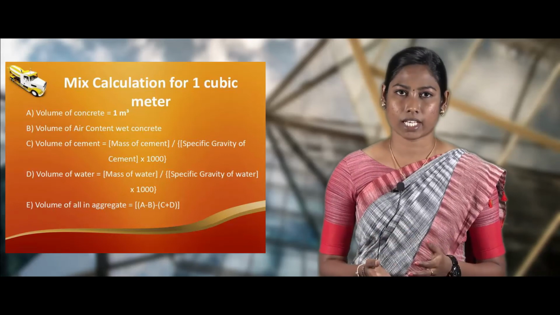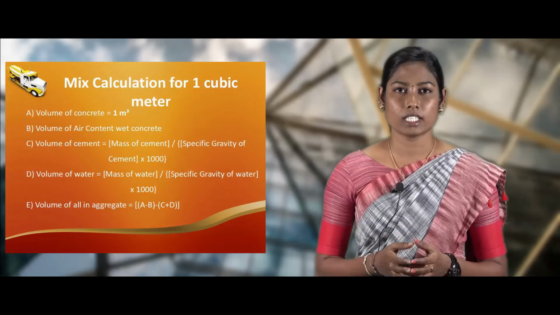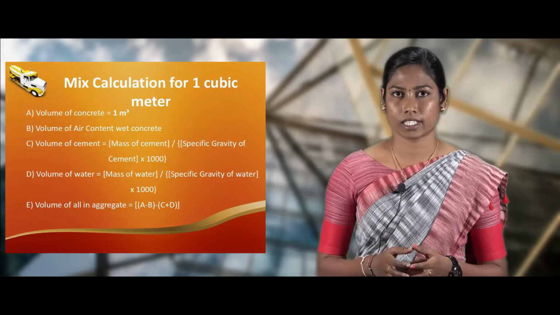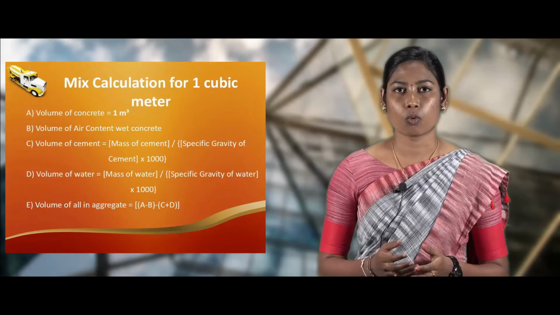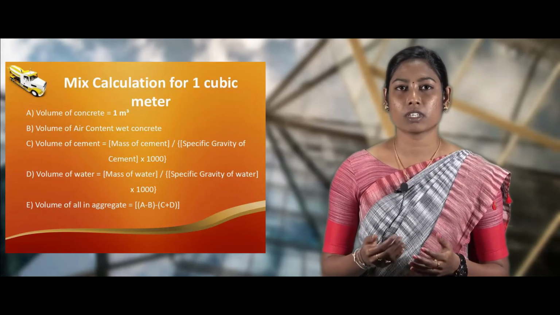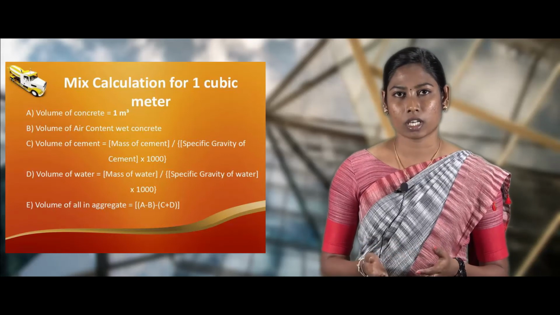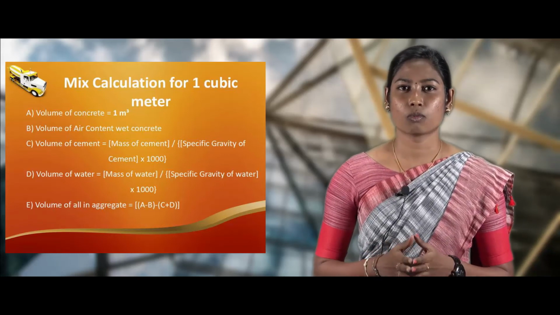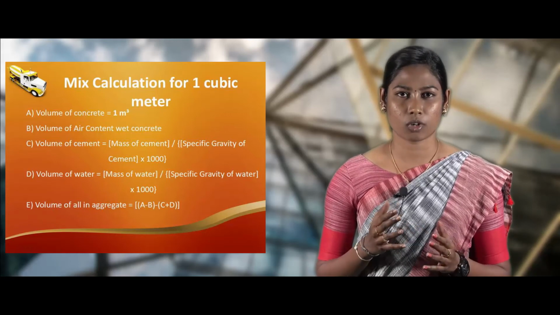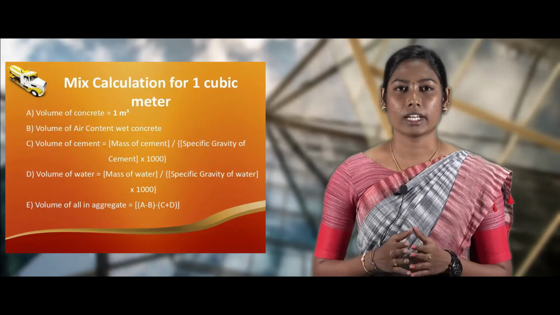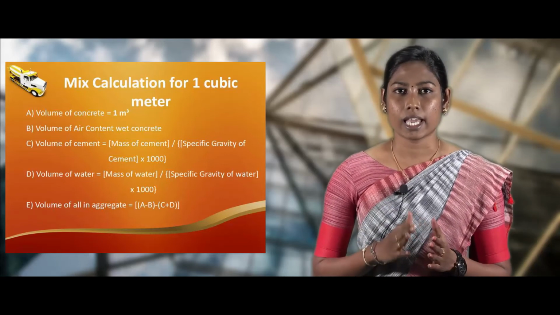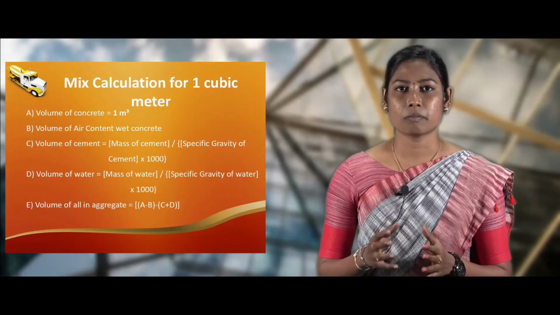Let A be the volume of concrete, that is 1 meter cube, B the volume of air content, and C the volume of cement, which is equal to mass of cement divided by specific gravity of cement multiplied by 1000. D is the volume of water, that is mass of water divided by specific gravity of water multiplied by 1000, and E is the volume of all-in aggregate, that is A minus B minus C plus D.